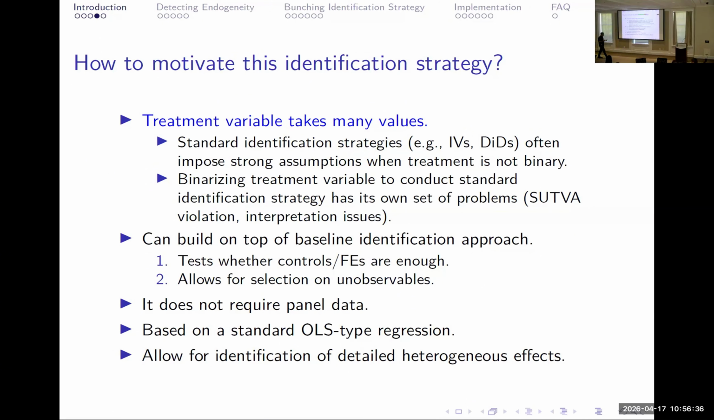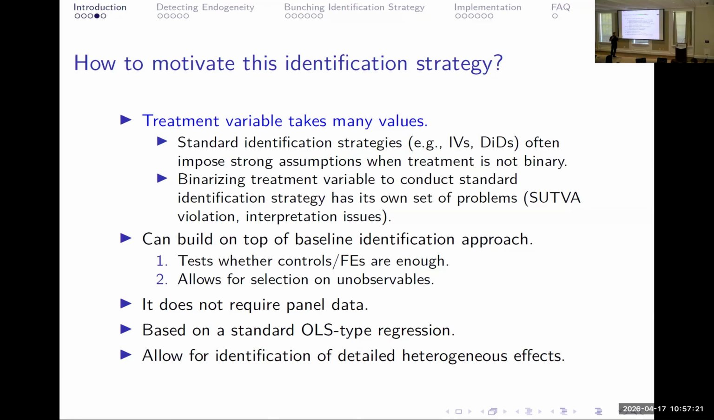But oftentimes, if you get to observe a treatment variable that is multi-valued, because the assumptions are often so strong, it's a common thing among empirical people to binarize the treatment variable and then use the standard identification strategies. But very recently, there have been some efforts to explain how that actually has its own set of problems. First, the stable unit treatment value assumption will be violated if you binarize the treatment like that, or at least will be violated with a higher likelihood. And the second thing is you are making some additional strong assumptions which may have an influence on the interpretation of the results.